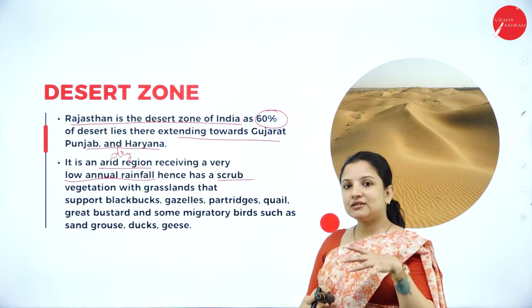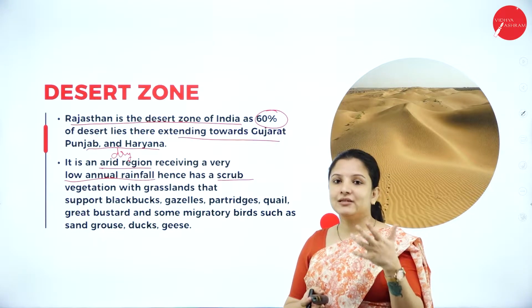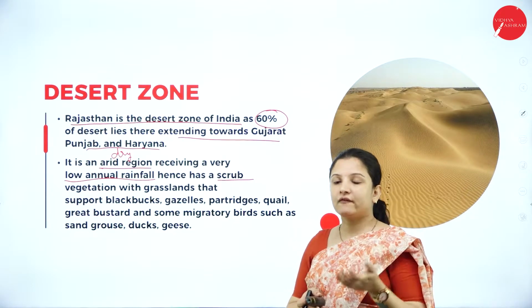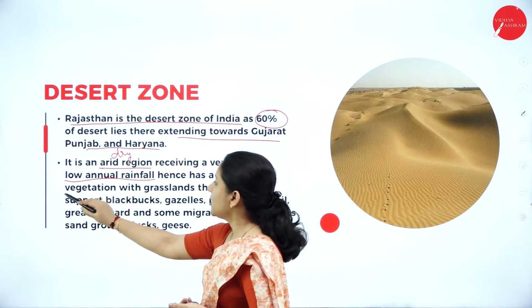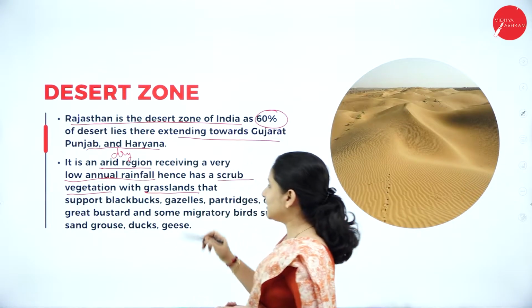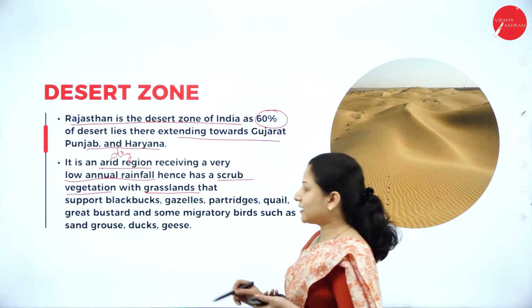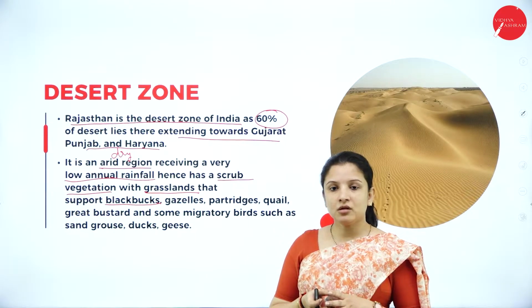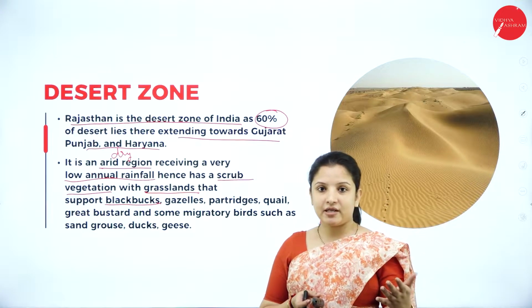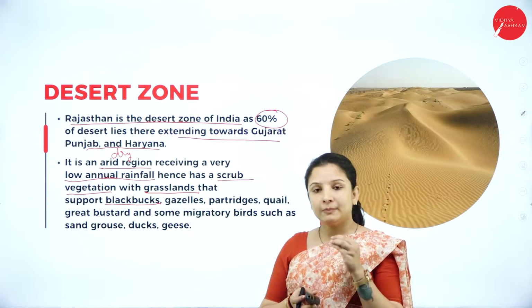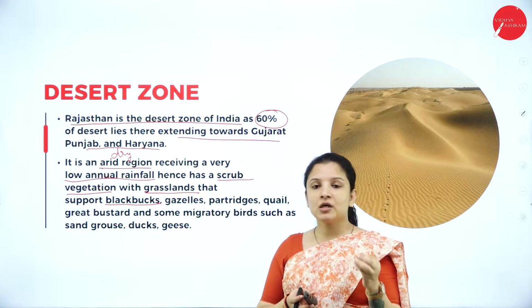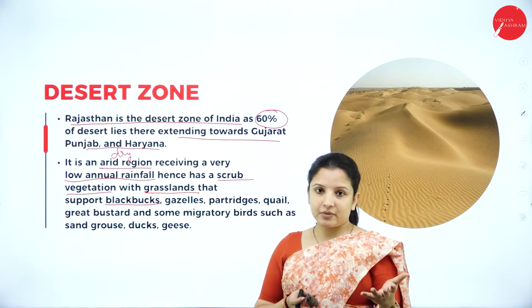Scrub vegetation means it will have vegetation with fewer leaves and all that, not like the trees that you find around you. So the vegetation is scrub vegetation, and it has lots of grasslands. Therefore, the animals that are there are blackbucks. Blackbuck, you don't find them in large numbers in other areas. Rajasthan is the home for blackbuck, and there is also a community in Rajasthan called the Bishnoi, wherein they worship blackbuck as a god.